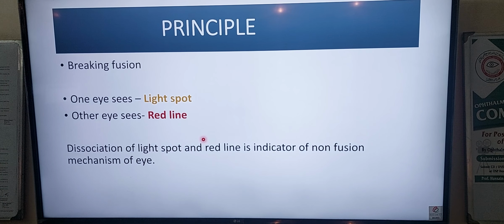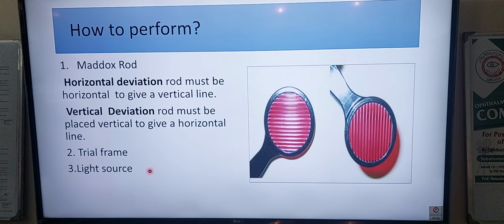How is it performed? This is the Maddox rod. It has these lines on it. When we are checking for horizontal deviation, we will place it in the horizontal direction. These lines will be in the horizontal direction, but the patient will see a vertical line. And when we are checking for vertical deviation, we'll put this cylinder in the vertical. The lines will be in the vertical direction, but the patient will see a horizontal line.